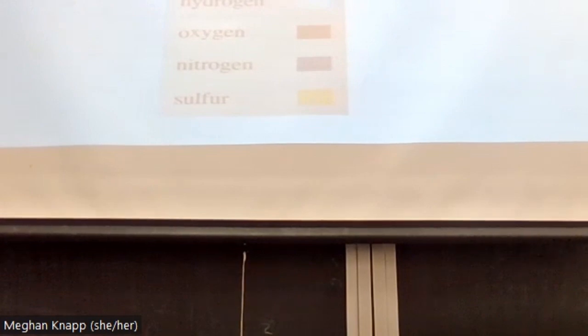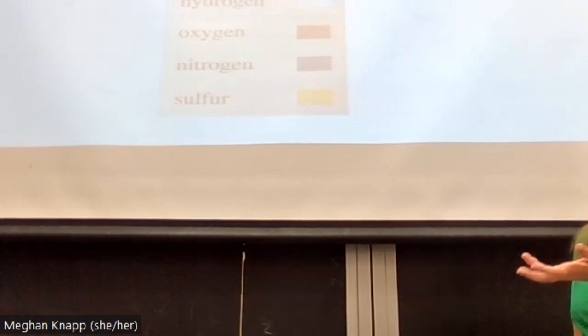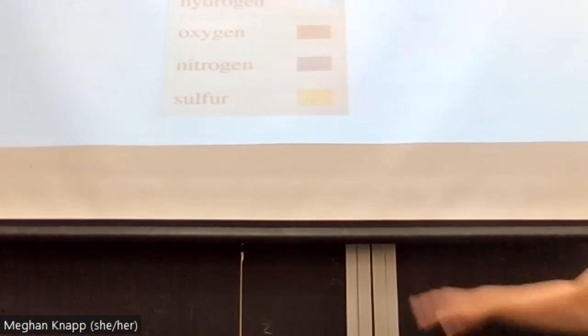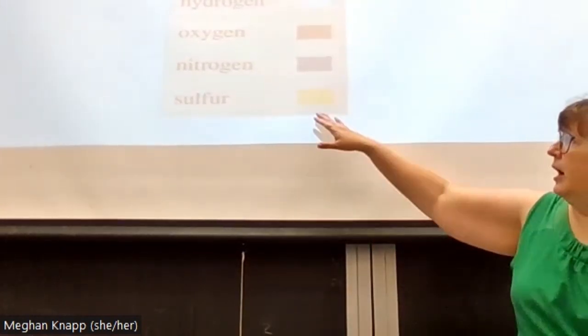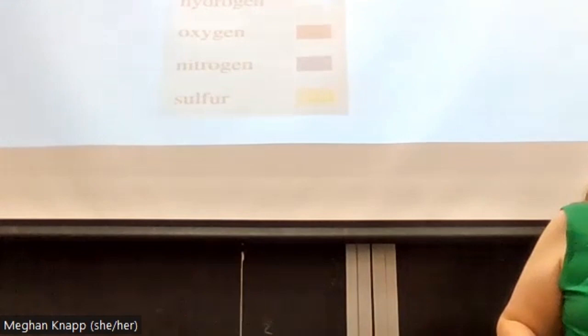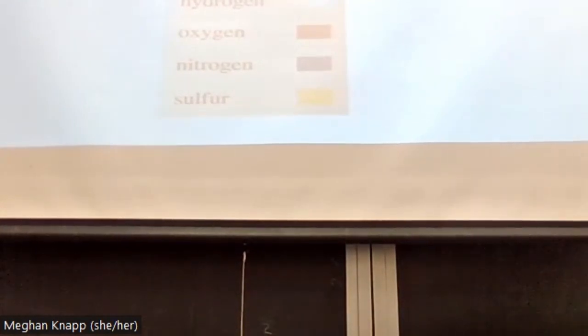On the models that you have, anything that is black is a carbon, anything that is white is a hydrogen, red is oxygen. This is blue. I know it's kind of hard to tell, it looks almost black. Sulfur is yellow, and then you do have some green ones. Green is chlorine, so I'll write that over here.